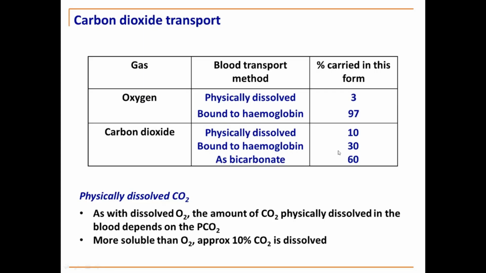You have 30% of it carried on hemoglobin, and you may have worked that out anyway when we talked about things that cause the dissociation of oxygen from the hemoglobin. If you remember, CO2 binds to the globin portion, alters its shape, causes the oxygen to be released. So, of course, CO2 is being carried bound to hemoglobin. So about 30% of it is carried in that way. But the majority of it, about 60%, is carried as bicarbonate.